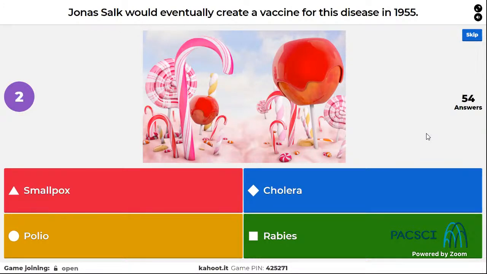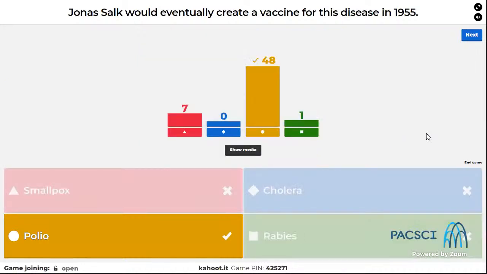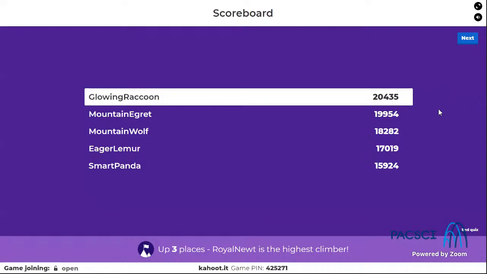What's really great is our partners over at Ravensburger, I'll tell this in a minute, exactly right, polio. Polio is the correct answer that Jonas Salk created the vaccine for in 1955. Well done. It keeps the standings as that is.